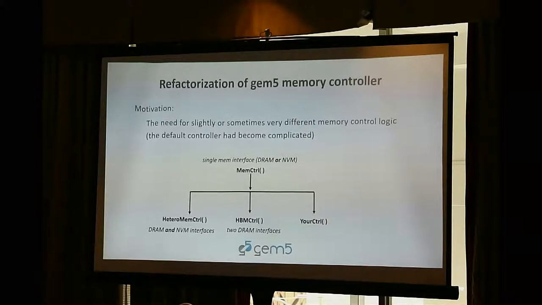And then we have other classes, which extend from the base memory controller and try to use as much functionality as possible from that. Now you can have a heteromem controller, which allows you to control a DRAM and NVM interface at the same time. The HBM controller, which I just talked about, allows you to control two DRAM interfaces. And then you can have your own controller. For example, we have a DRAM cache controller, which Mariam will be talking about in one of our talks later, which allows you to control a DRAM cache. So you can add controllers of your own choice.